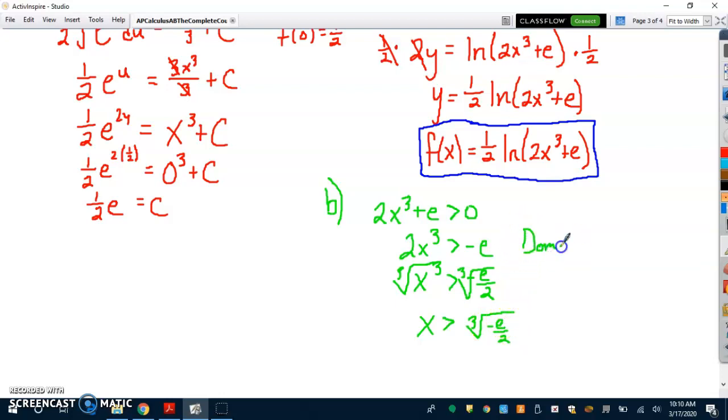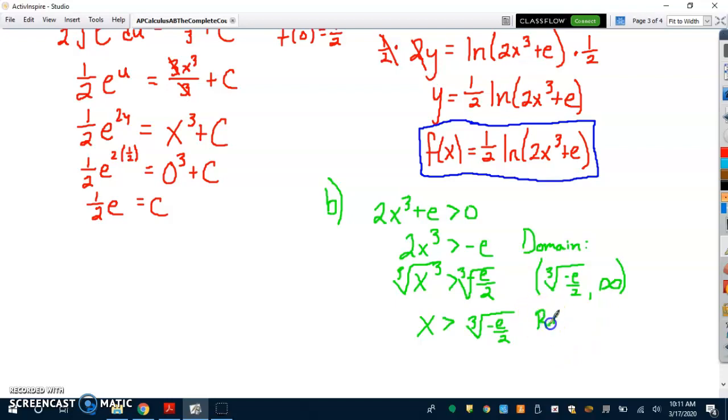Typically, it's x greater than 0. Well, in this case, the domain is going to be the cubed root of negative e over 2, comma, infinity. Now, you may be wondering, what's the range? Well, the range of values this function can take on is actually any value. If you think about the range for natural log, the range for natural log is negative infinity to infinity. Well, this function is going to be no different.